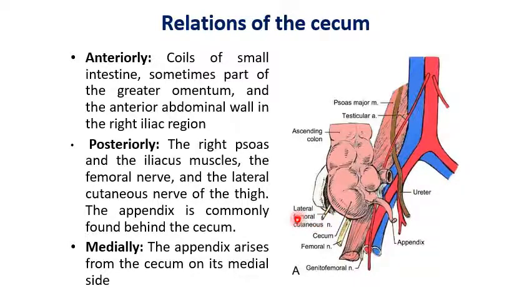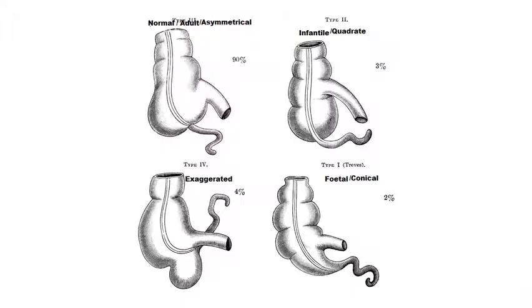Then the appendix is most commonly found behind the cecum. Medially, the appendix arises from the cecum on its medial side, so on the medial relations we will see the appendix. Initially the appendix arises from the apex of the cecum, but due to the rapid growth of the lateral wall of the cecum, the attachment of the appendix shifts medially.